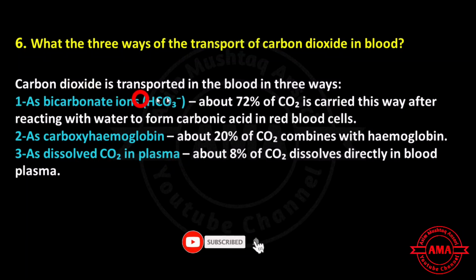Next is what are the three ways of the transport of carbon dioxide in blood. Carbon dioxide is transported in the blood in three ways. As bicarbonate ion, about 72% of carbon dioxide is carried this way after reacting with water to form carbonic acid in red blood cells. As carboxyhemoglobin, about 20% of carbon dioxide combines with hemoglobin. As dissolved carbon dioxide in plasma, about 8% of carbon dioxide dissolves directly in blood plasma.